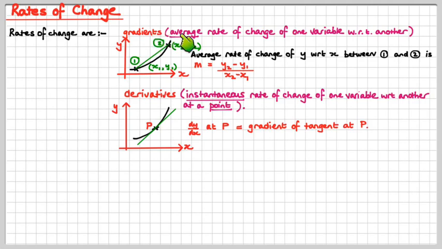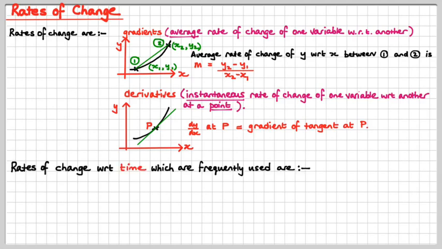If you just do the gradient between 2 points, you've got the average rate of change between those 2 points. If you do the derivative, which is the same as the gradient of the tangent at a particular point, and then sub the value of x in at that point, you'll get the numerical value of the instantaneous rate of change of y with respect to x at that point.